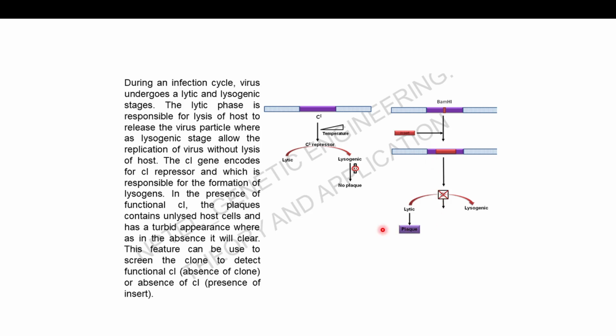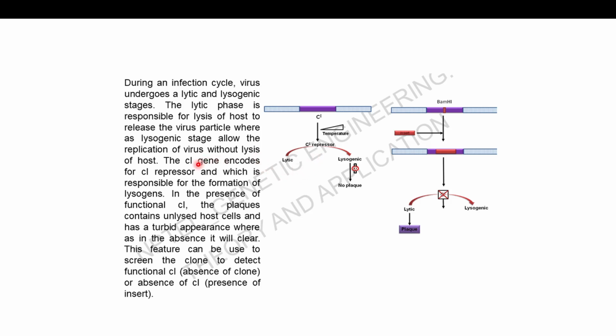Now, before the last two questions, there's another type of insertional inactivation. We were talking about blue-white screening, right? Now here there is this phage screening as well. During an infection cycle, viruses can undergo either lytic or lysogenic stages. In the lytic phase, the host cell is lysed completely to release the viral particles, whereas in the lysogenic stage, the virus can replicate without the host cell getting lysed.